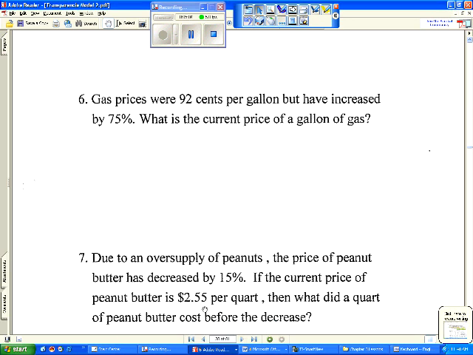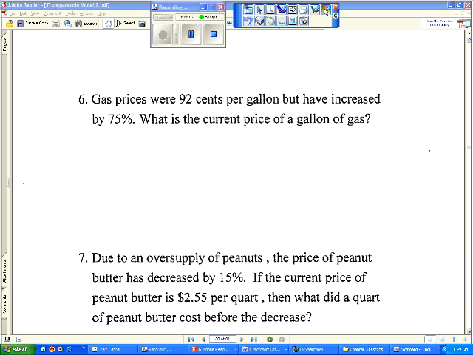Transparency model. There we go. Gas prices were 92 cents per gallon but have increased by 75%. What is the current price of a gallon of gas? What we're going to do is look for the words from page 62 to see which sentence it fits, right? Gas prices were 92 cents. They have increased by 75%.